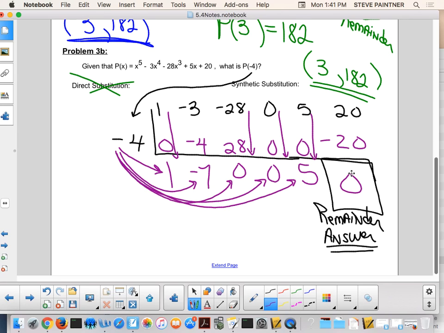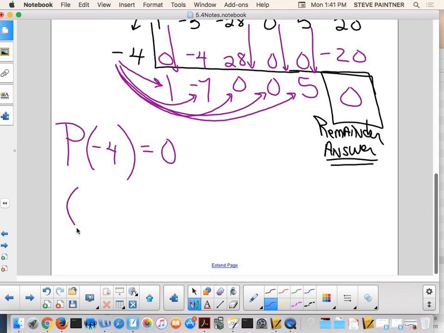Okay guys, as easy as this kind of looks, if you multiply or add wrong, you will get it wrong. So what's it say? My polynomial, when I stick in negative 4, I get out what? Zero. Which means it's just a point on my graph. The point coming out of this function is: negative 4 goes in, 0 comes out. It's just a point.